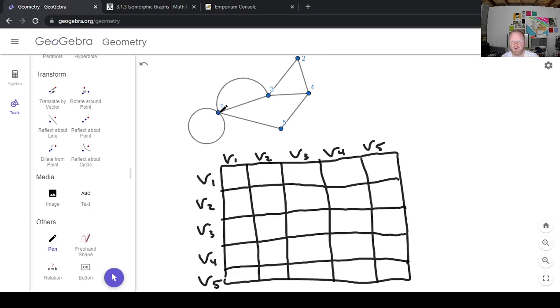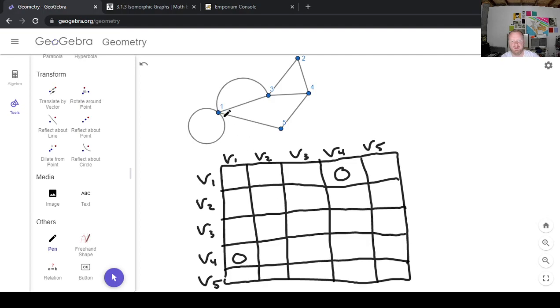So just to start filling this in, if you notice, there's no connection between vertex 4 and vertex 1. So V1, V4, that entry is going to be a 0. And it's also actually mirrored along this diagonal here. So V4, V1, we can see that connection is also 0. All right, so you'll start to see the mirroring a little bit more.